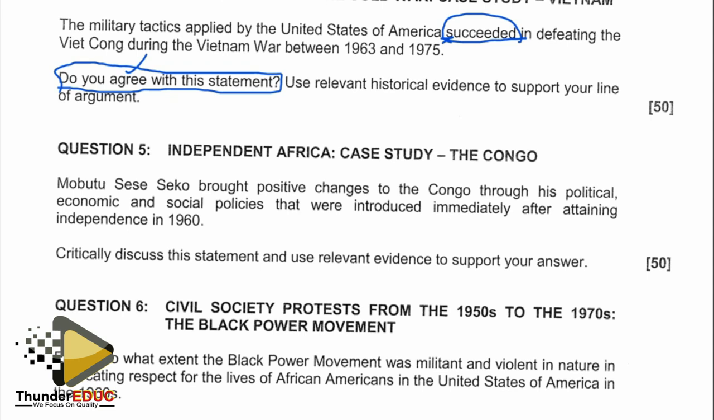America, under President Nixon, did Vietnamization, where he withdrew American troops from Vietnam, and America accepted defeat, and Vietnam was united under communist rule. So there is no way we can say America succeeded in defeating Vietnam when we know the results, that America was humiliated in that war. So we have to disagree with this statement. In no way can we agree, because we know the results.